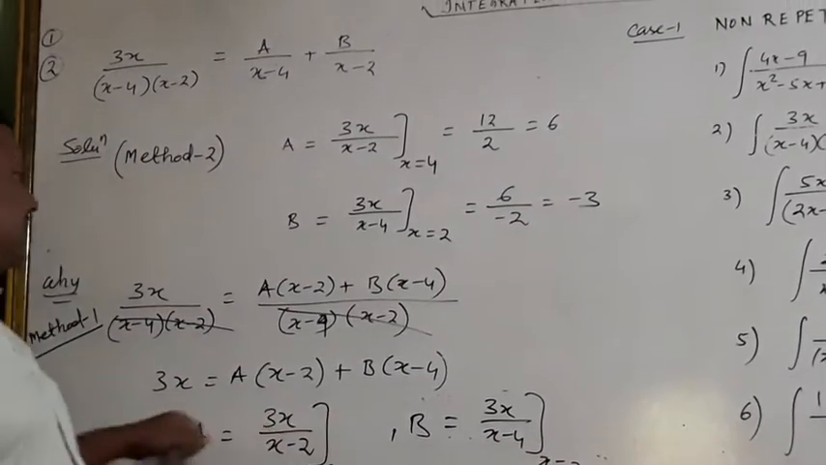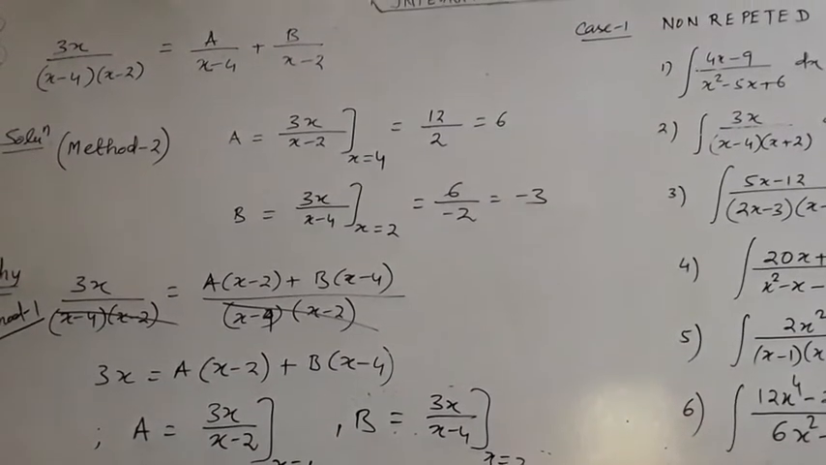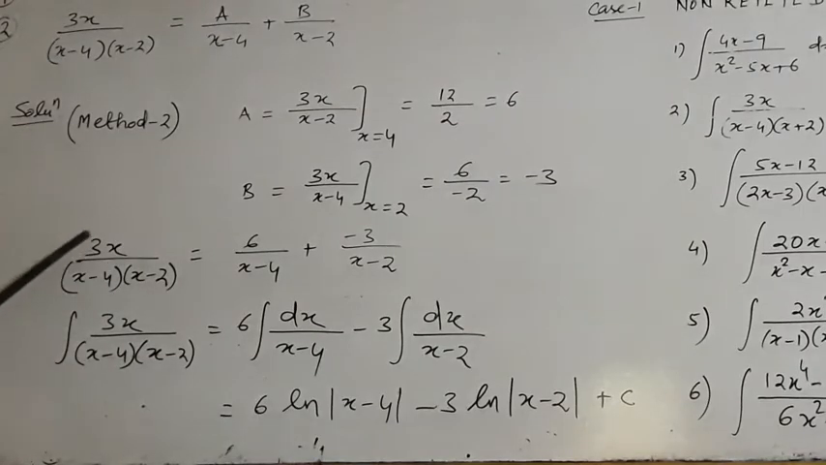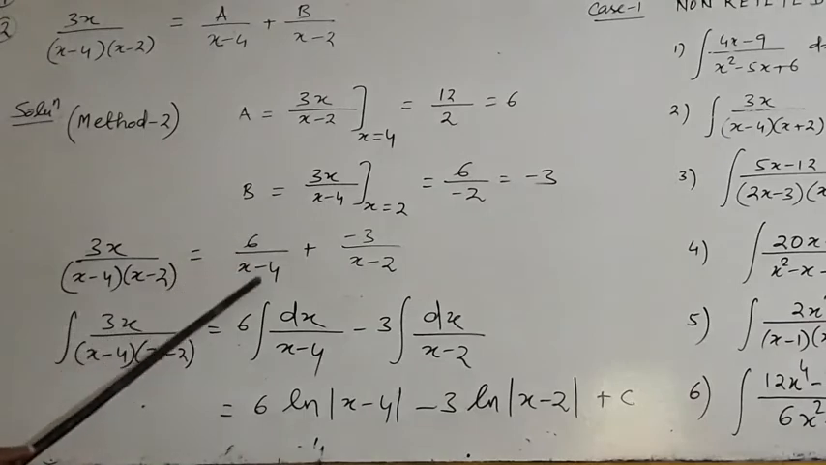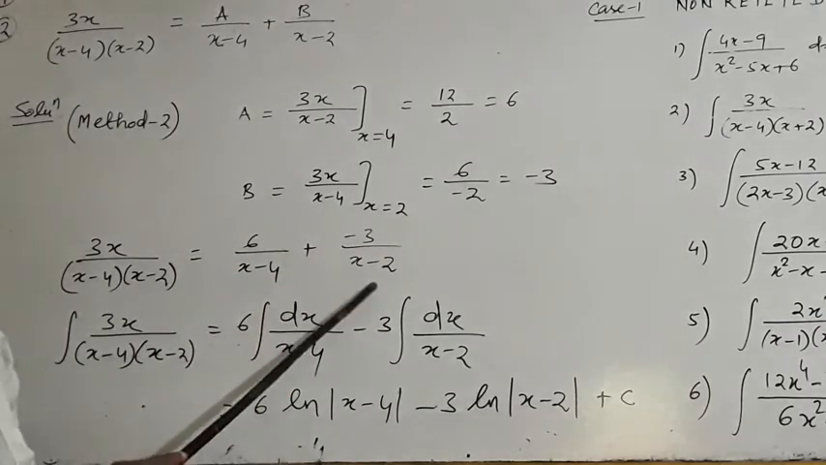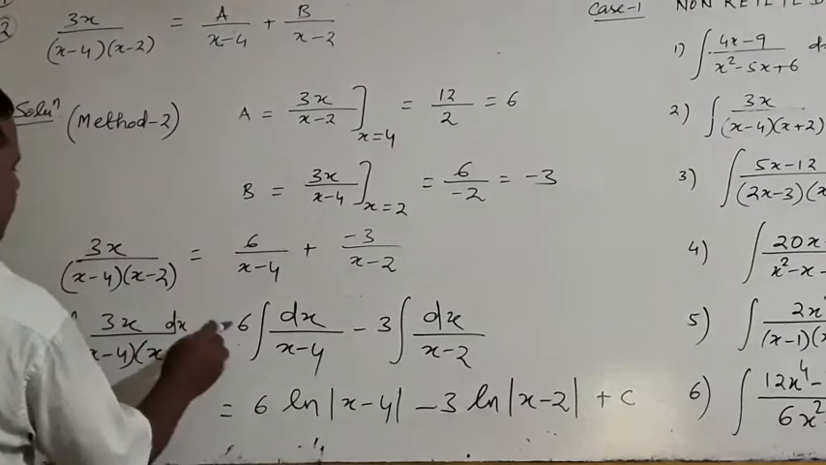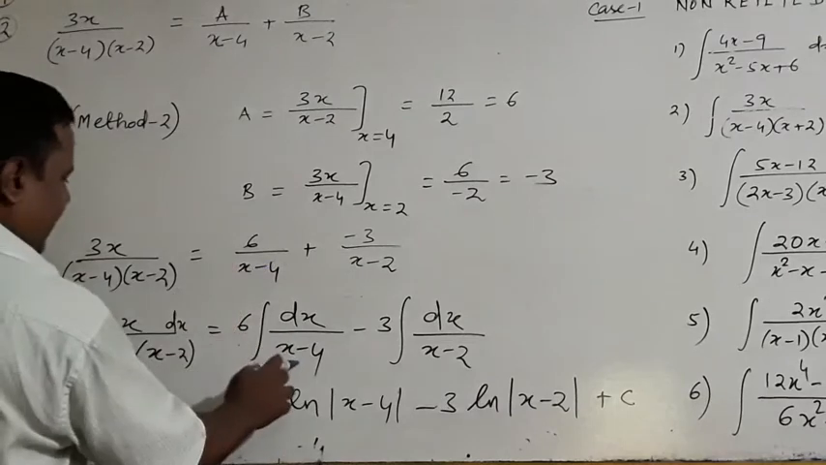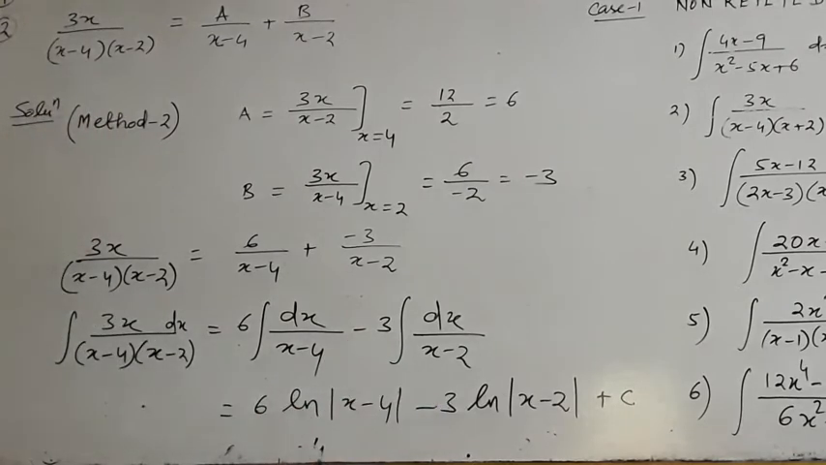You can see that this method is very easy compared to the previous method. I am telling the explanation. Okay. Now look at here. It is 3x by (x minus 2)(x minus 4) equals A by x minus 4, and in place of A I am putting 6 by x minus 4, minus 3 by x minus 2. And for integration, what you have to do? You have to just take 6 outside, take minus 3 outside, integrate them, and the integration result is 6 ln|x minus 4| minus 3 ln|x minus 2|.